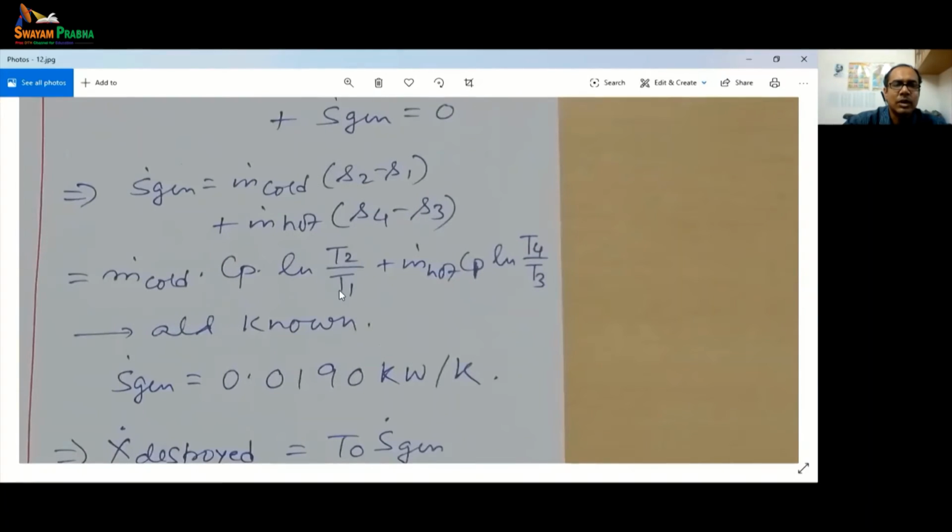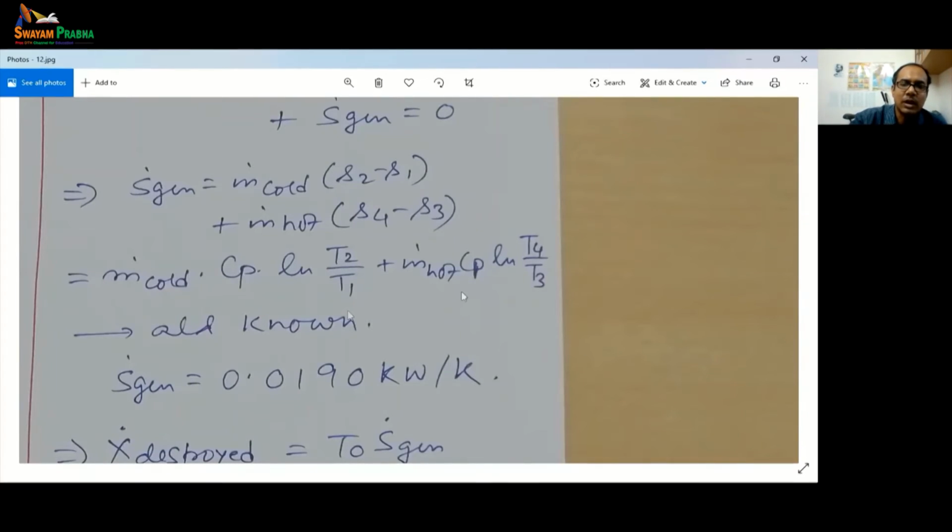Okay, now what we can see is that the water we can take as an incompressible fluid, so the pressure term in the entropy difference won't appear, but the temperature term will be there. So this S2 minus S1 we can write as Cp into natural log of T2 by T1. Okay, this is the temperature part, and the pressure term is negligible, pressure is not changing. And for the hot water stream, we can write Cp into natural log of T4 by T3.